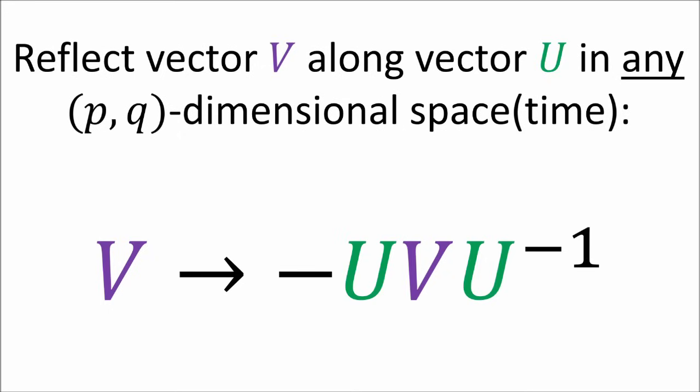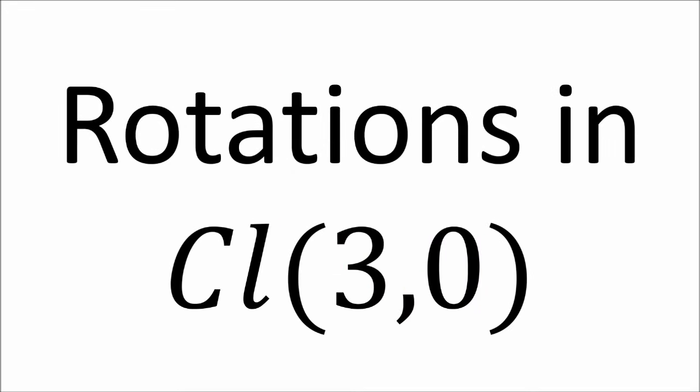So reflections of vectors in physical space and space-time both use the same negative conjugation formula. This negative conjugation works in all Clifford algebras of any dimension as well, not just 3D space or 4D space-time. Now let's look into doing rotations in physical space with CL30.